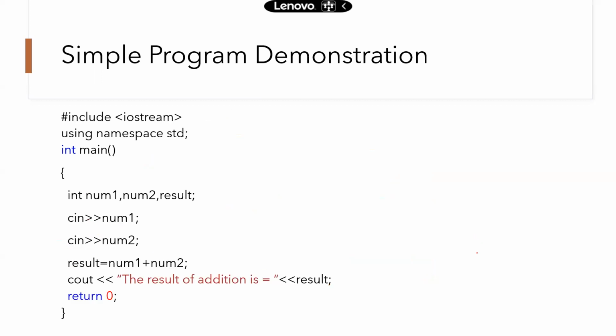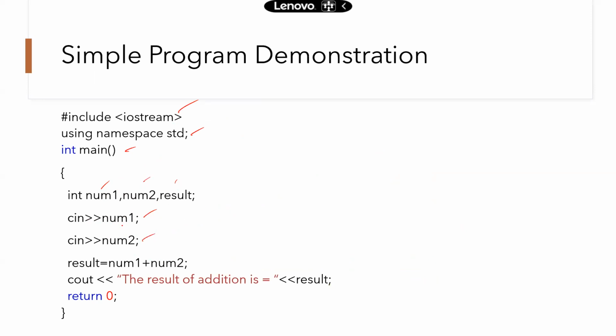Okay. Another simple program is that we have a preprocessor directive on the top, using namespace std, int main. Now over here, I have defined more than one variable as an integer, which are num1, num2, and result. Now this is where your addition program comes in. If you remember that flowchart, this is where your addition comes. We take num1 as an input, num2 as an input.